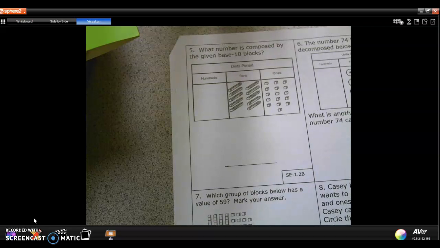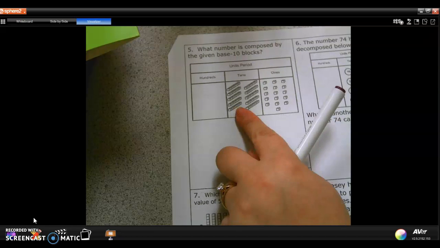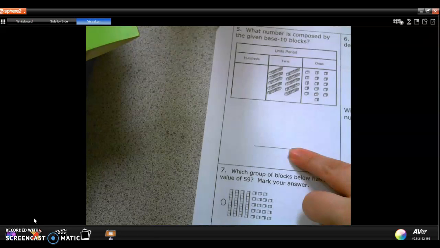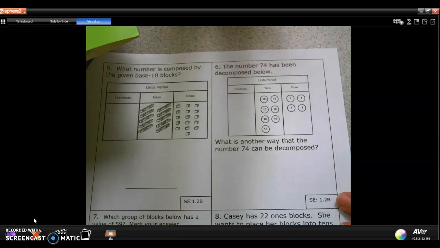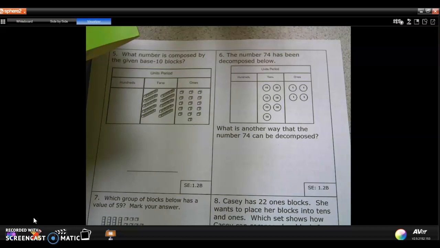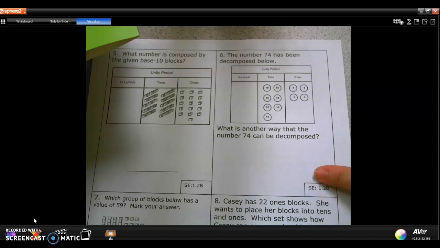Number 5. Which number is composed by the base 10 blocks? You're going to count your base 10 blocks on your ones, and you're going to write the number in standard form. Number 6. The number 74 has been decomposed below. What is another way that the number 74 can be decomposed? You're going to make 74 another way.